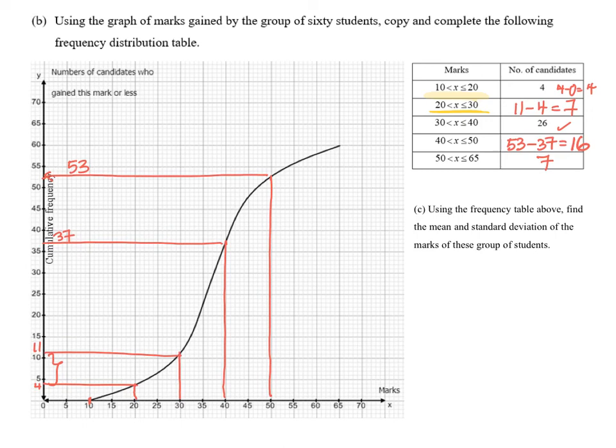Using the frequency table above, find the mean and standard deviation of the following groups of students. So to find the mean and standard deviation, firstly, we have our table in interval form. So we need to find the number that represents the class mark. What's the number between 10 and 20? How do we get this number? We take 10 plus 20, divide by 2. And that gives us 15, 25, 35, 45, and 8.